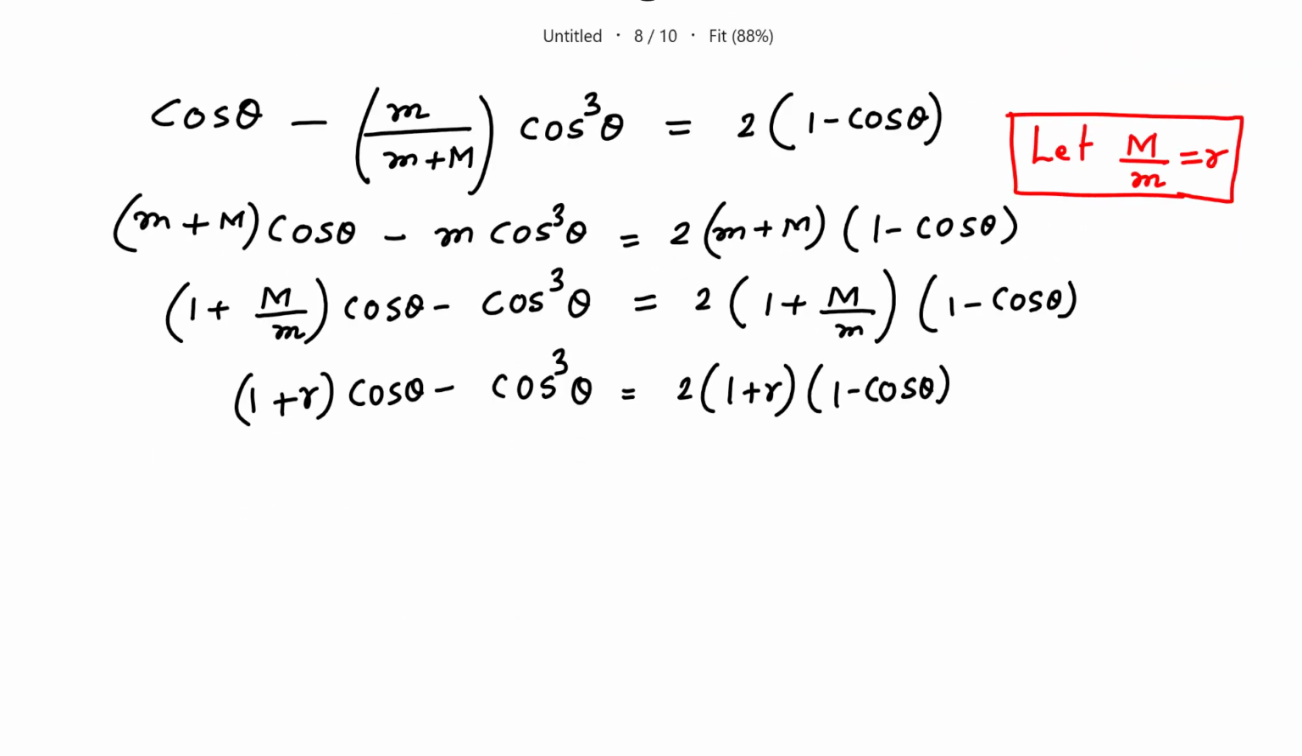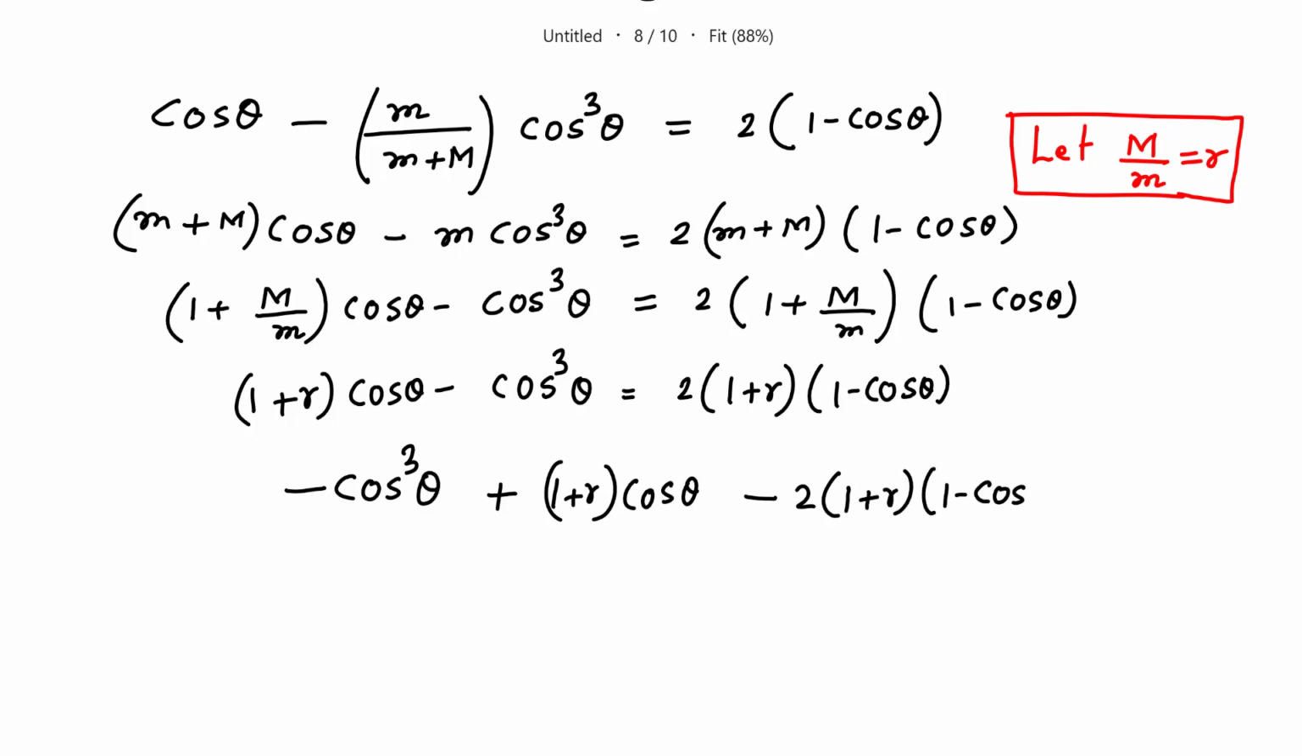So you can write minus cos cubed theta, and let's take plus (1 plus r) cos theta, and I can take this term to this side, so minus 2 into (1 plus r) into (1 minus cos theta) equals 0. Then we can have cos cubed theta and then (1 plus r). Let's take cos theta common. What we have done first is multiply by a negative sign, so this becomes negative and this becomes positive. So we have changed the sign.